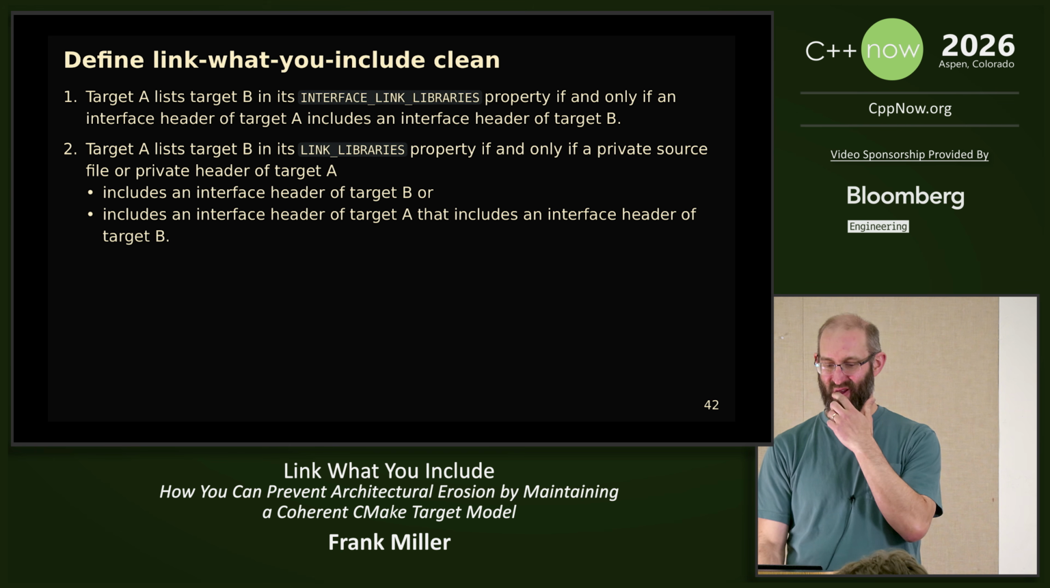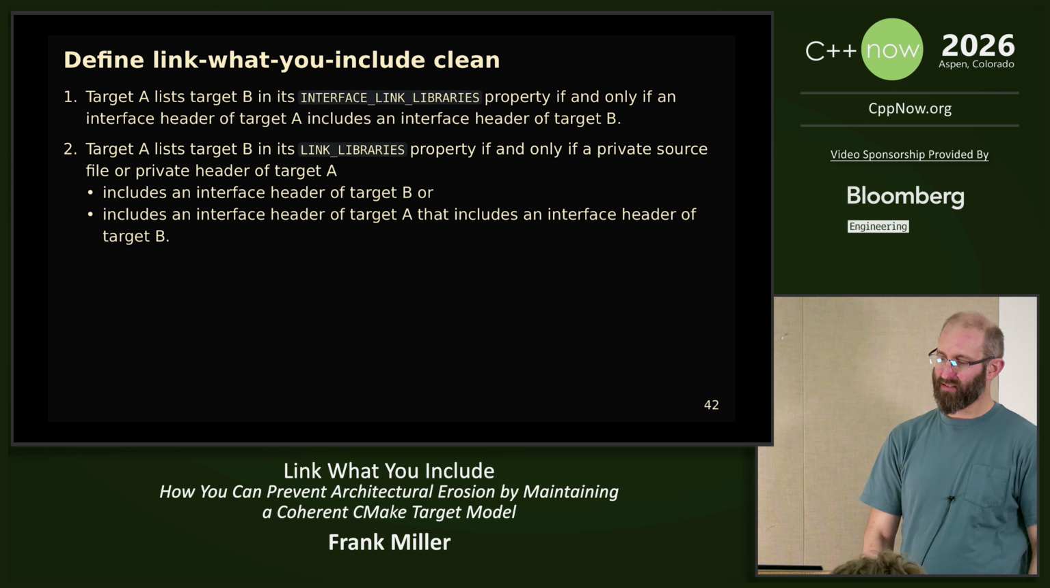Second bullet point is still screwing me up a little bit. If it's a private source of target A, how is it including an interface header of target A? Because nominally the private sources of A don't have access to the interface headers of A unless they are also private headers of A.